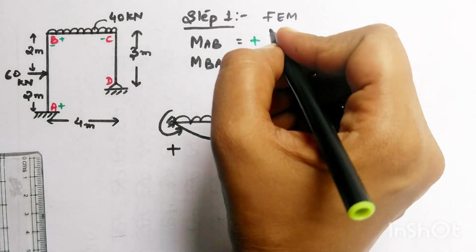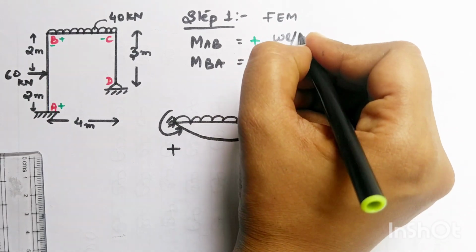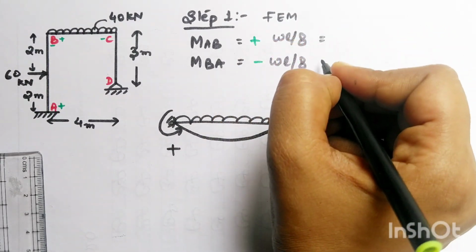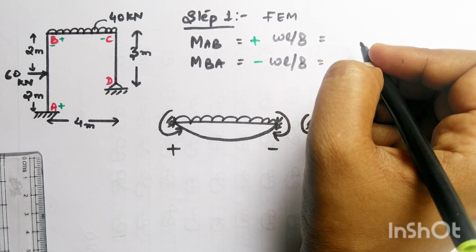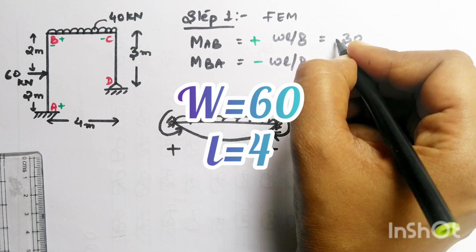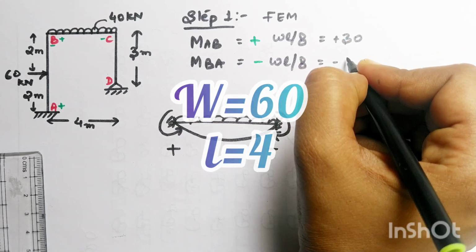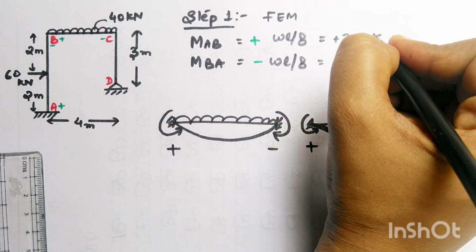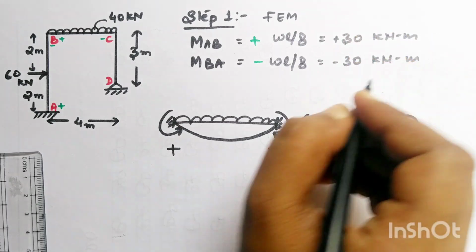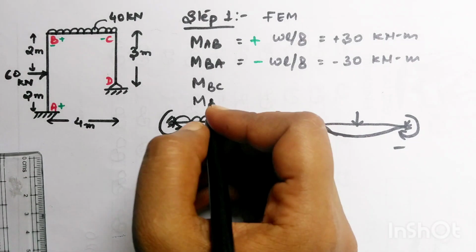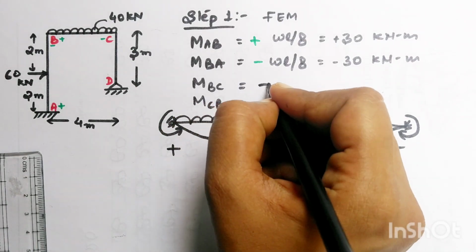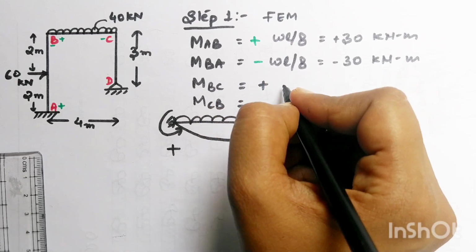generate onto the support. Now talking about our FEM, the formula we are using here is WL by 8 for the point load. So substituting the value of W and L here, we get this as positive 30 and this one as negative 30. Kilonewton meter, do not forget to write the units. All these things carry 2 marks at least. Be careful while putting all this, you have to write the units.